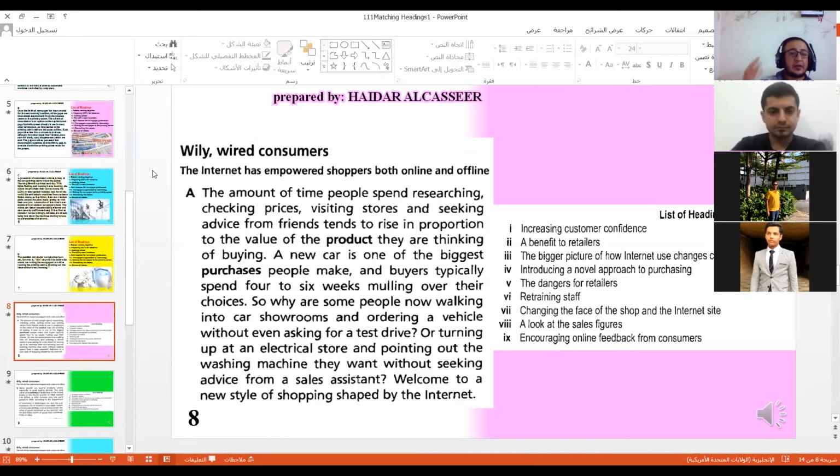So, what do they mean? That's the question. If you remember the first lecture we took for the IELTS, I explained this one, and I focused on explaining this one. Researching, checking the prices, visiting the stores, and seeking. What do they mean? They mean purchasing. Look at purchasing. IV, purchasing. Because a purchase means to run after something, to follow something, to chase something. And the meaning here means that you are chasing, researching, checking the prices, visiting the stores, and seeking advice. So, introducing a novel approach to purchasing.